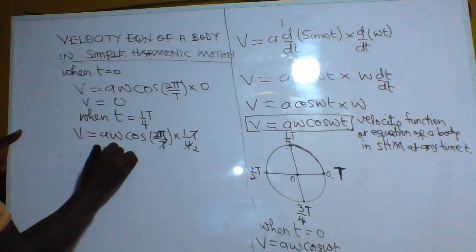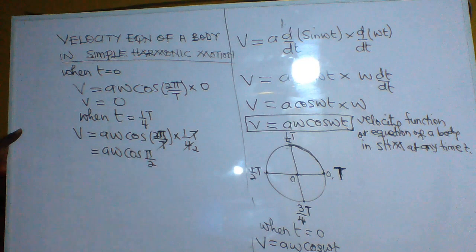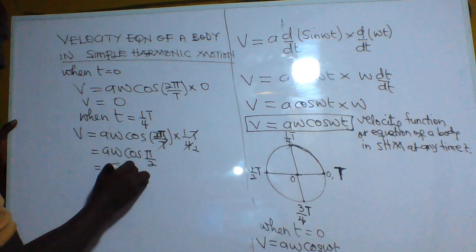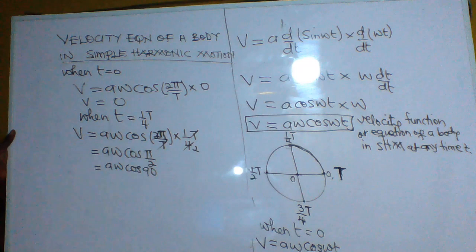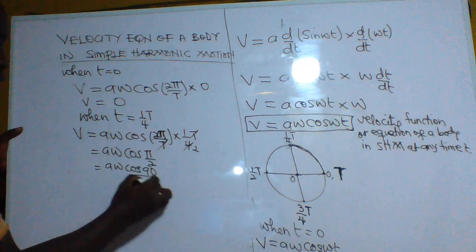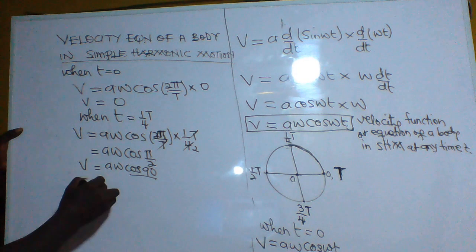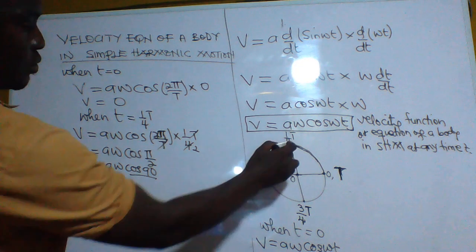So we have A omega cos of pi on 2. Pi on 2 is in radians. So pi on 2 is equal to 90 degrees, so we have cos of 90. We are changing the angular measurement from radians to degrees. Because cos 90 is equal to 0, the velocity at this point will also be equal to 0.